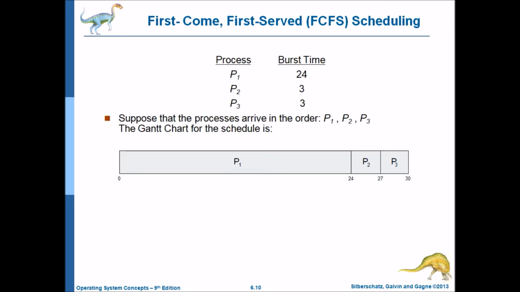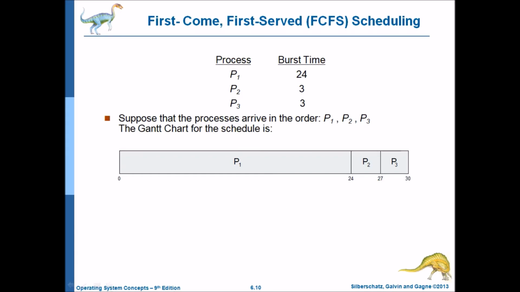So let's have an example. Given processes P1, P2, and P3, given that they have burst times of 24, 3, and 3 respectively. Suppose that the processes arrived in the order of P1, P2, and P3. So we can chart, as we can see in the figure, P1 with 24, P2 with 3, and P3 with 3 CPU burst times.